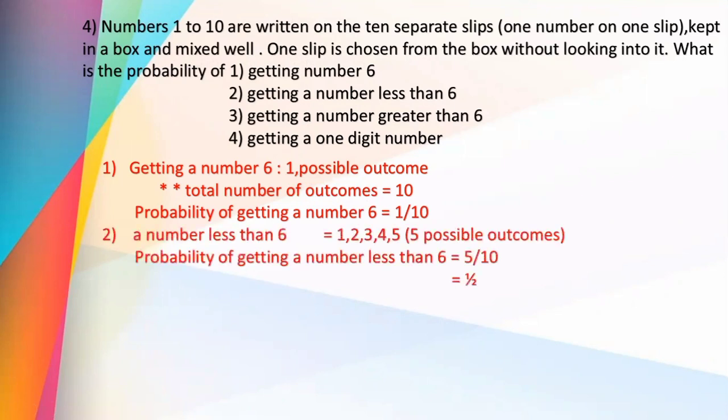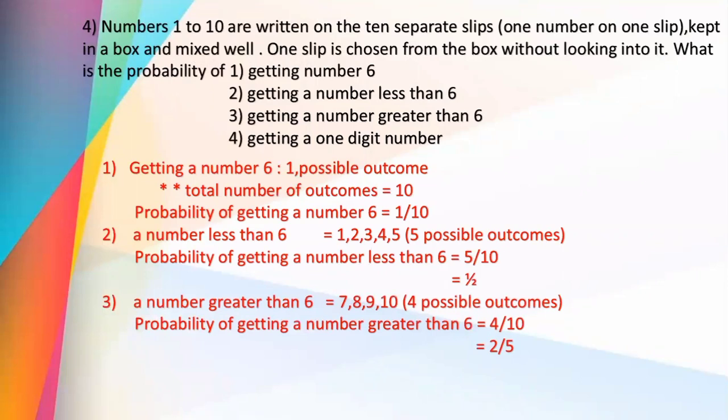Next one, a number less than 6. That is 1 to 5 numbers we can take, 5 possible outcomes. Then probability of getting a number less than 6: 5 possible outcomes divided by total number of outcomes 10. 5 by 10. 5 twos are 10, so half. 1 by 2 is the answer.